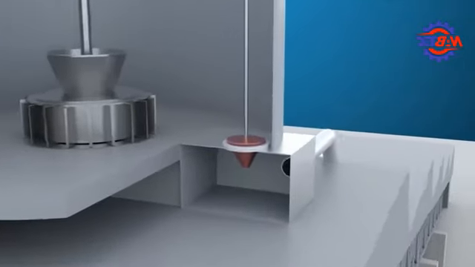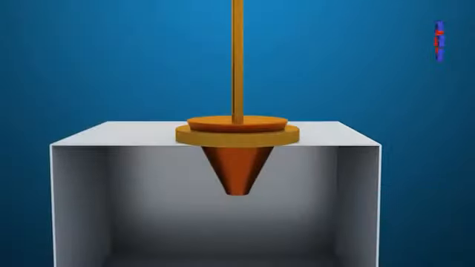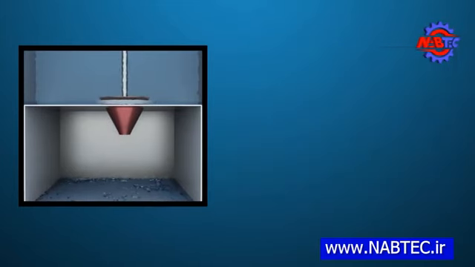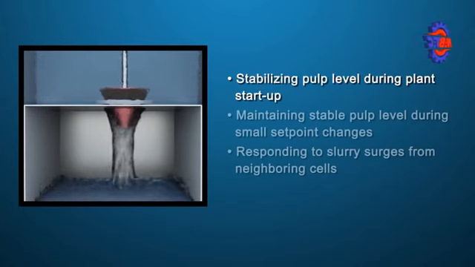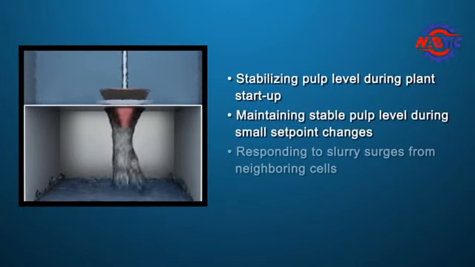The flotation cell level control system at the copper concentrator is a critical process. It must operate efficiently for the plant to separate valuable ore from gangue or non-valuable materials. Dart valves within the flotation cell are responsible for maintaining pulp level and flow from one cell to the neighboring cells. Dart valve response time directly affects certain process scenarios: stabilizing pulp level during plant startup, maintaining stable pulp level during small set point changes, and responding to slurry surges from neighboring cells.